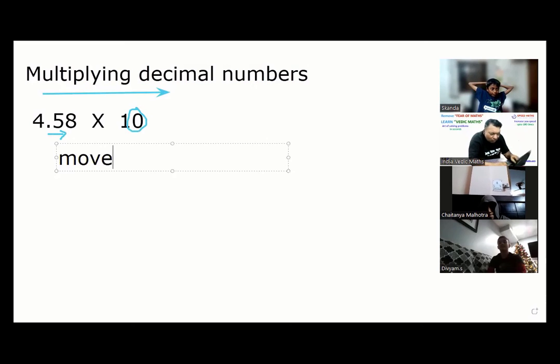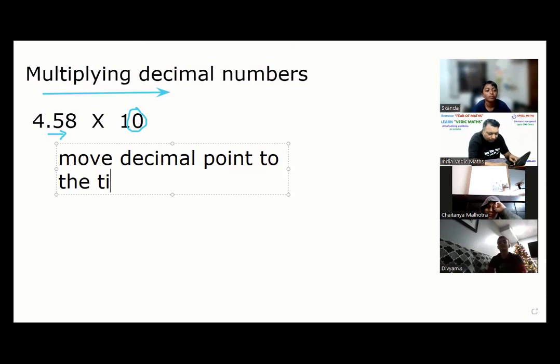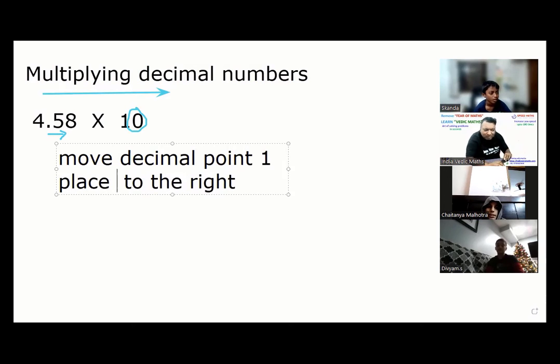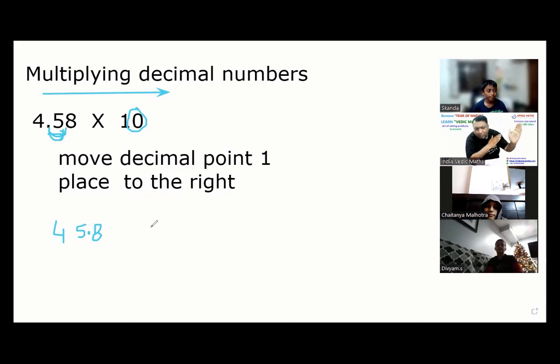The rule is: move the decimal point to the right. How many places? 1 place. Why? Because 10 is there, right? So if you move this decimal point from here to here, 4, 5 and 8 was there, correct? When the decimal point moves from here to here, the answer is 45.8. When you multiply, the decimal point moves towards the right side.